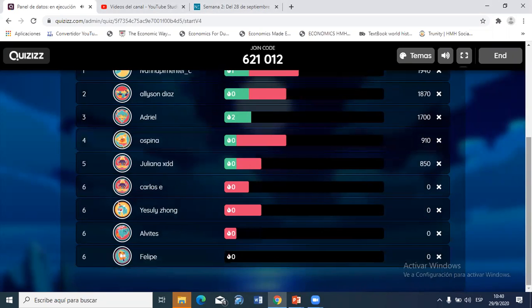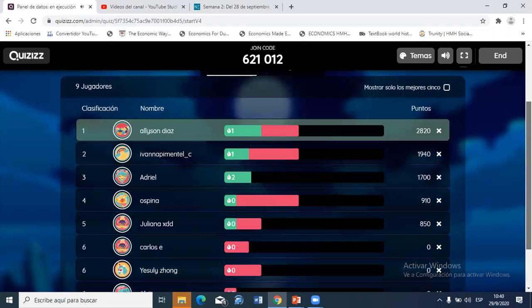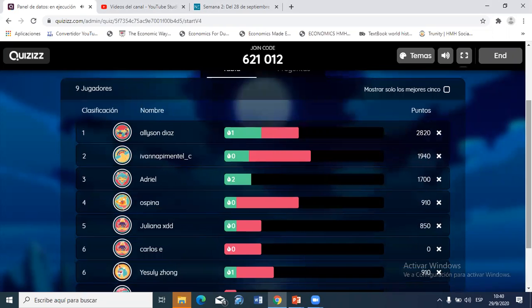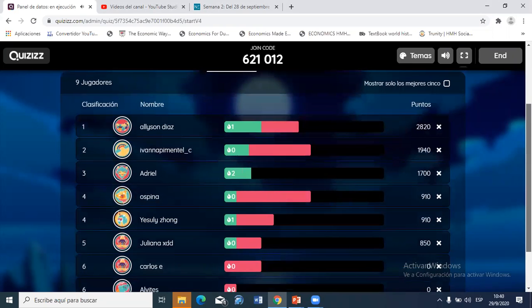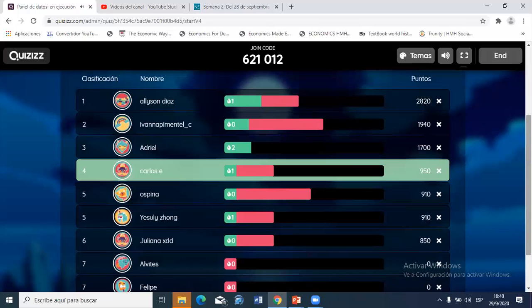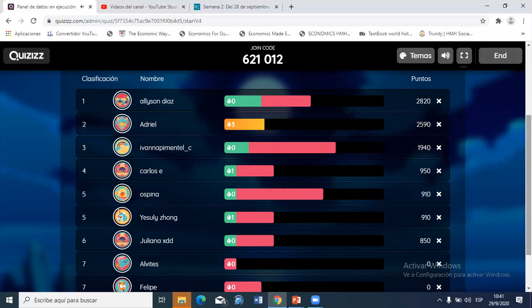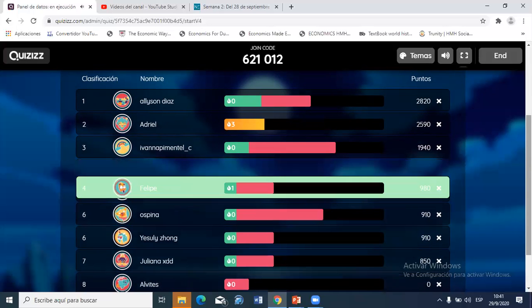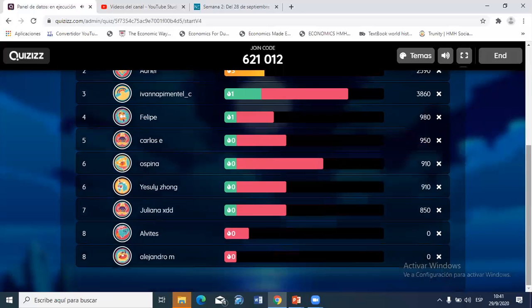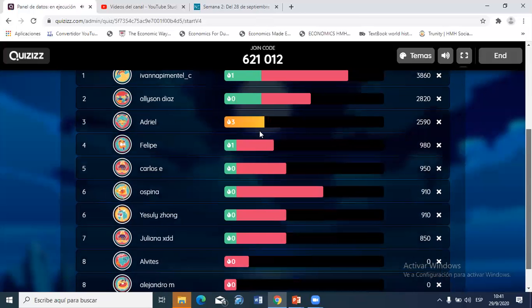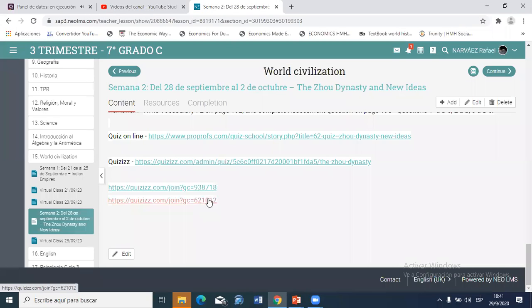Yeah, excellent, guys. Come on, Felipe, go. Start it, Felipe. On top is Alison Diaz. The second, Ivana Pimentel. Adriel third. Ospina fourth. Come on, Ospina. Carlito Etienne is in fourth. Alison still on top. Come on, guys. You need to enter this game. Remember, you need to click the link over here, the last one, not this one, the last one. Click on this and start beginning the game, guys. Come on. Go back.